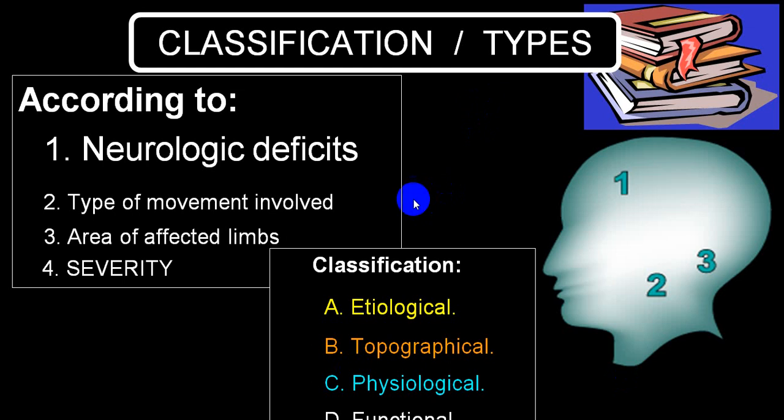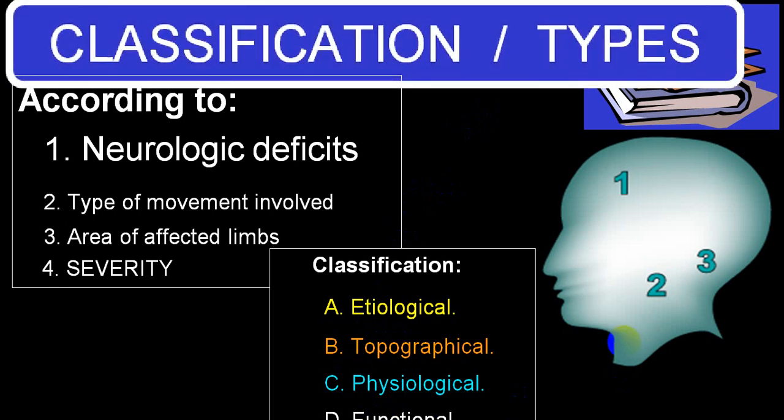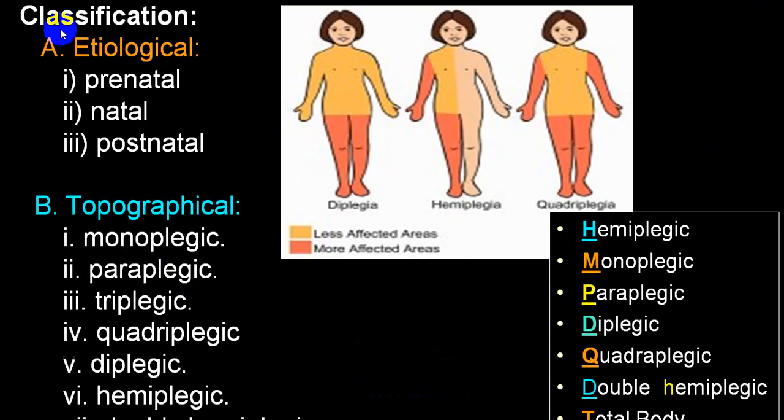Certain words are very commonly utilized depending upon the etiology, topographical features, physiological and functional aspects. So depending upon that, we divide into certain groups, according to the neurological deficit, type of movement involved, affected limb, and severity. So we'll be using all those terms. Etiology-wise: prenatal, natal, and postnatal. Topographical-wise, which part of the body is involved? If one limb is involved, monoplegic; both lower limbs involved, paraplegic; three limbs involved, triplegic; all four limbs involved, quadriplegic.